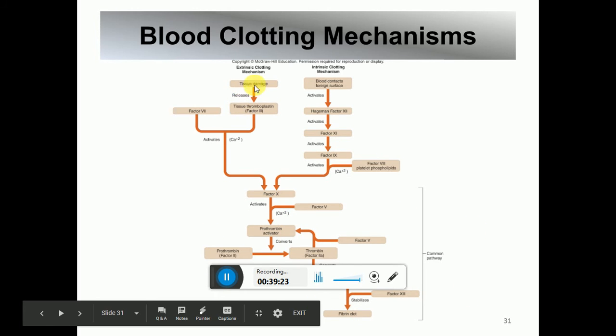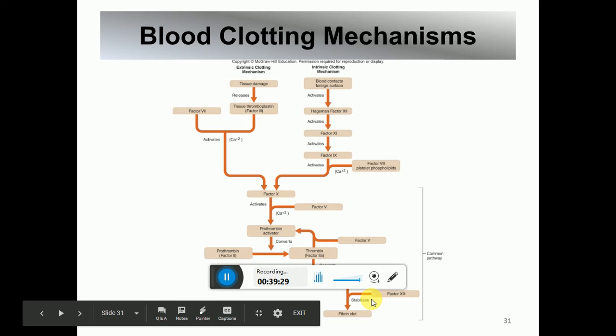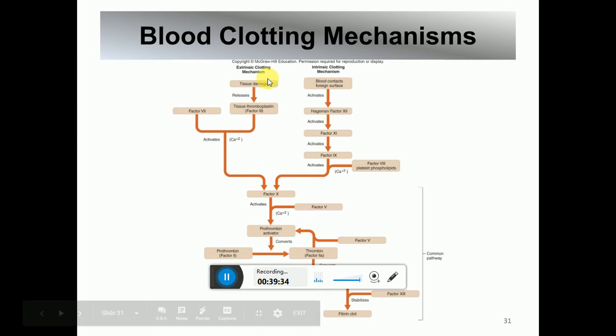So whether you start as an extrinsic mechanism or an intrinsic mechanism, you're pretty much going to end up doing the same fibrin clot. So let's talk about what are the differences between these two different clotting mechanisms. Well, the extrinsic clotting mechanism really depends on tissue damage.